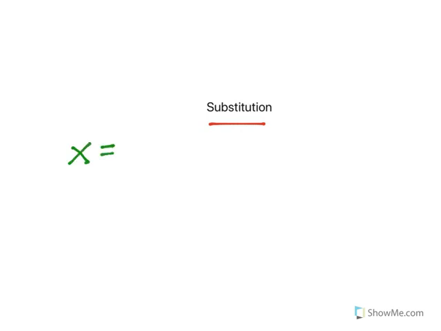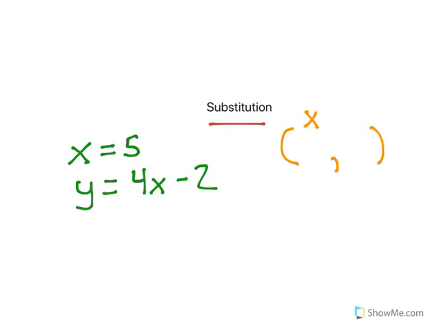So let me give you an example. If we have something like x equals 5 and y equals 4x minus 2. We have two different equations here with two different variables. So our goal at the end of this is to know what x is and to know what y is. So oftentimes the way that we're going to write that is we're going to put it in parentheses and we're going to try and figure out my x value and we're going to try and figure out our y value.